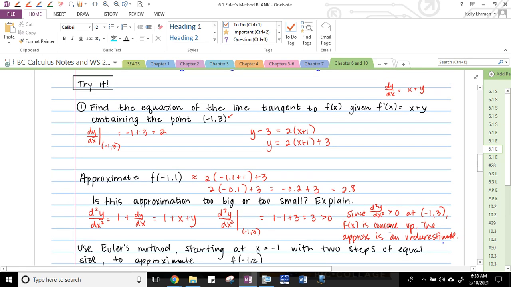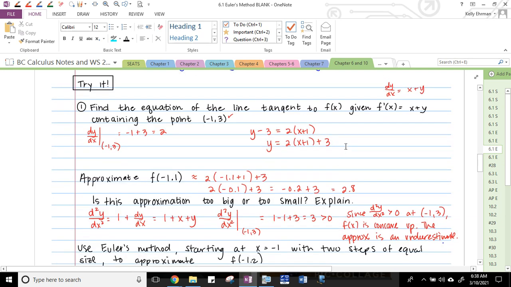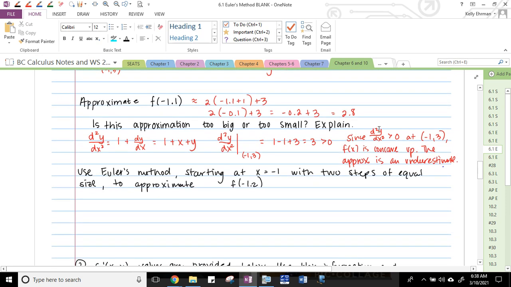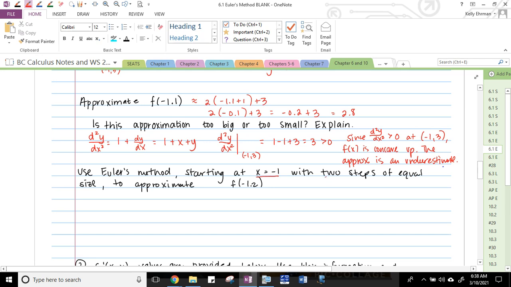All right, so that was an approximation, not using this new method yet. This is just using one tangent line to approximate a value. So now let's use Euler's method. It says start at x equals negative 1, which is the point that we plugged in, with 2 steps of equal size, to approximate negative 1.2.